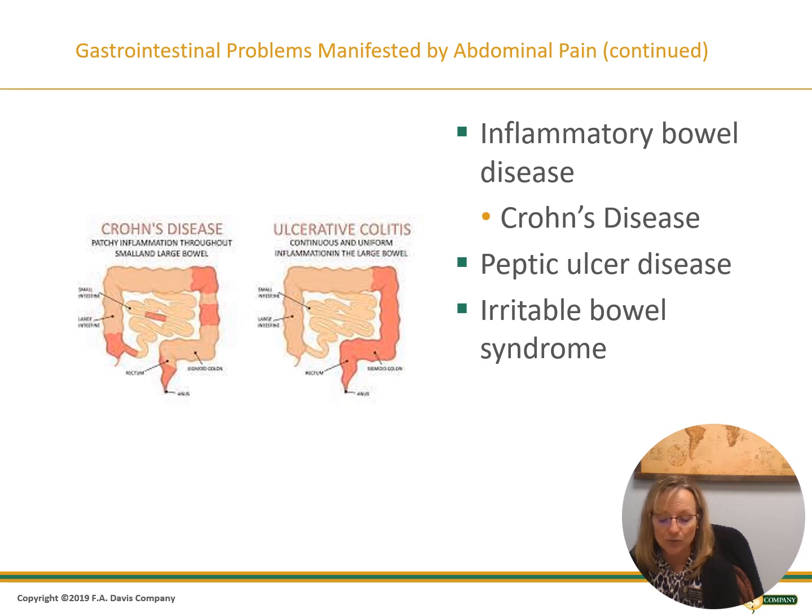With IBS, you're going to get a good history. You're going to do a CBC, checking for that anemia. You're going to do stool studies for ova and parasites, check the stools for white blood cells, and check a stool culture. They're probably going to have an endoscopy just to rule out Crohn's disease and ulcerative colitis. But most of the time, they are completely normal in IBS.